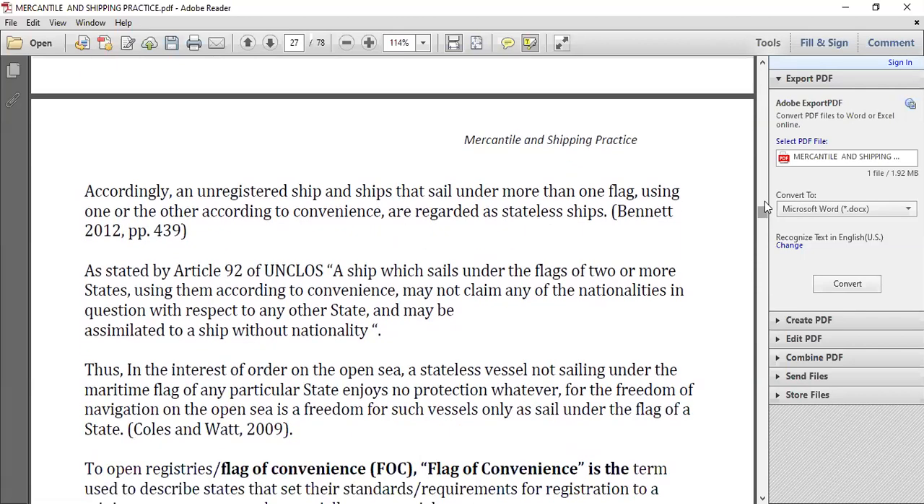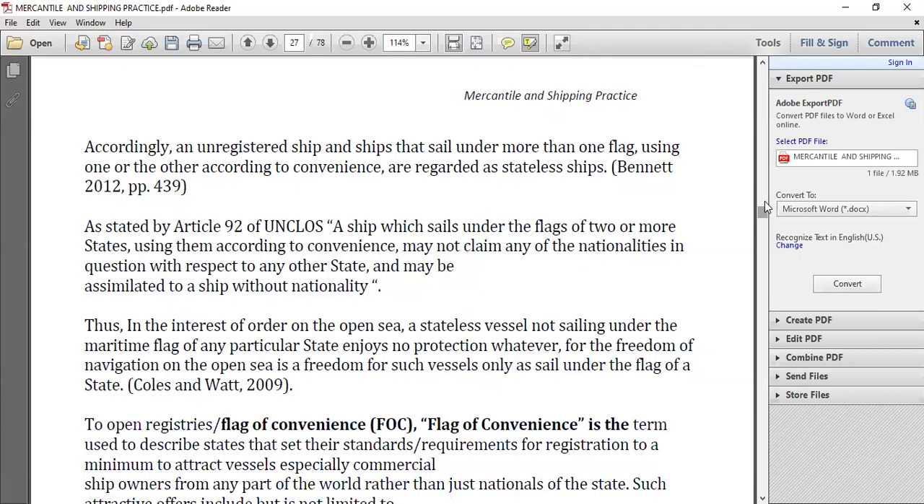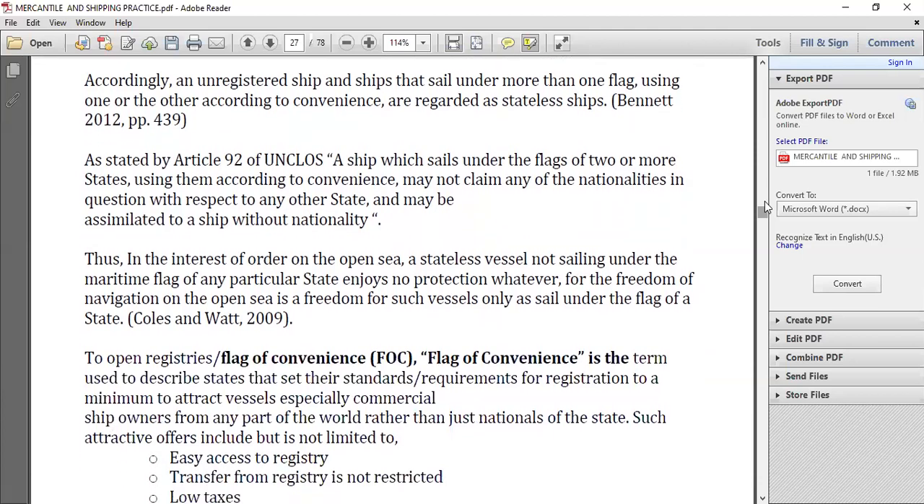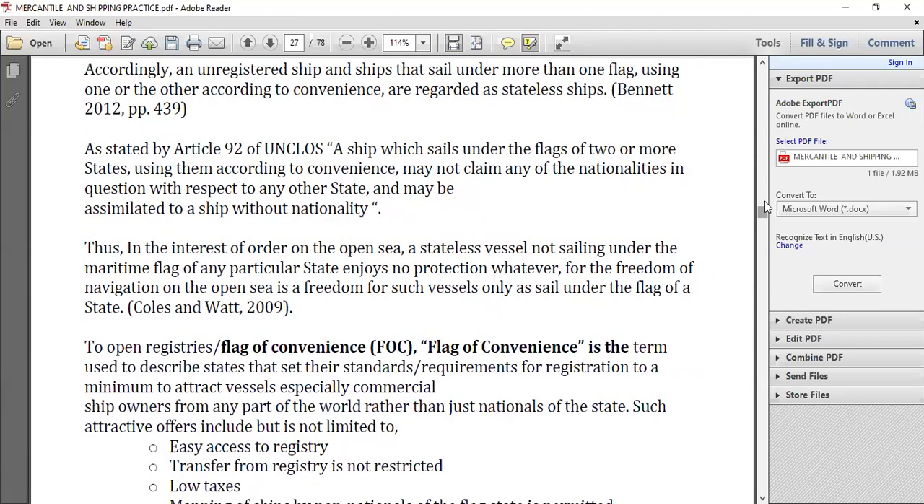Accordingly, an unregistered ship, and a ship that sails under more than one flag, using one or the other according to convenience, are regarded as stateless ships. So those which have not been registered are stateless ships. As stated by Article 92 of the UNCLOS, a ship which sails under the flag of two or more states, using them according to convenience, may not claim any of the nationalities in question with respect to any other state, and may be assimilated to a ship without a nationality.